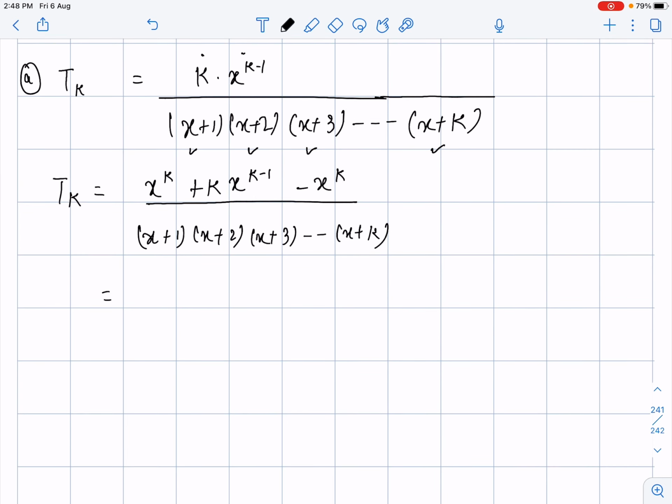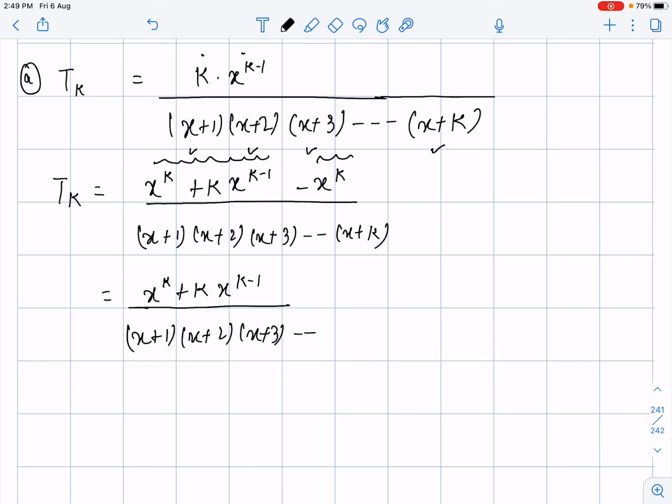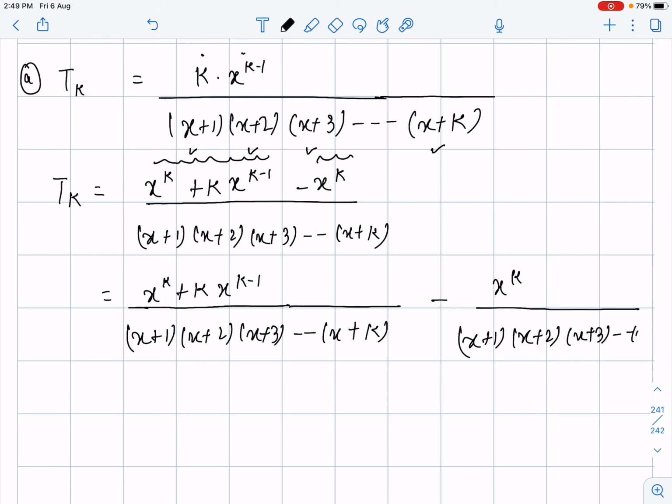So we separate this part with the denominator and this part again with the denominator. So x to the power k plus k times x to the power k minus 1, divided by x plus 1 multiplied by x plus 2 multiplied by x plus 3, and so on up to x plus k, minus x to the power k divided by x plus 1 multiplied by x plus 2, and so on up to x plus k.